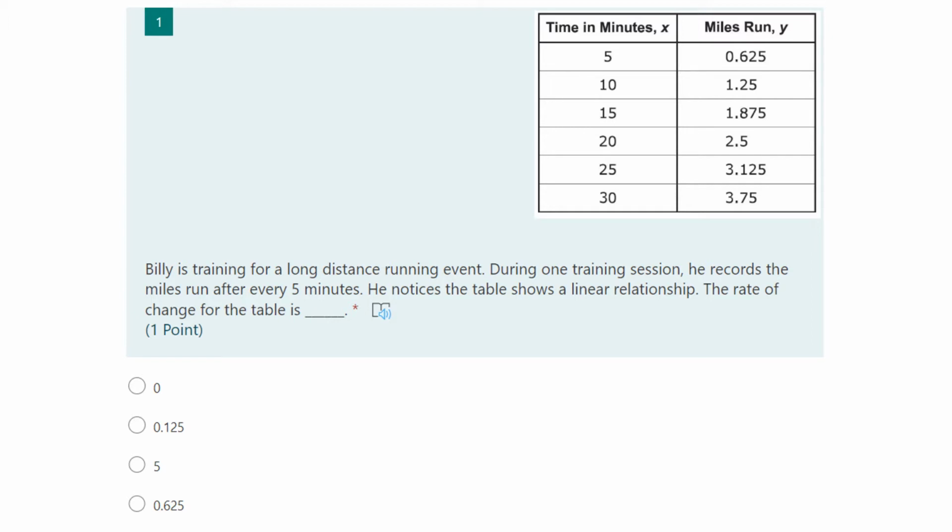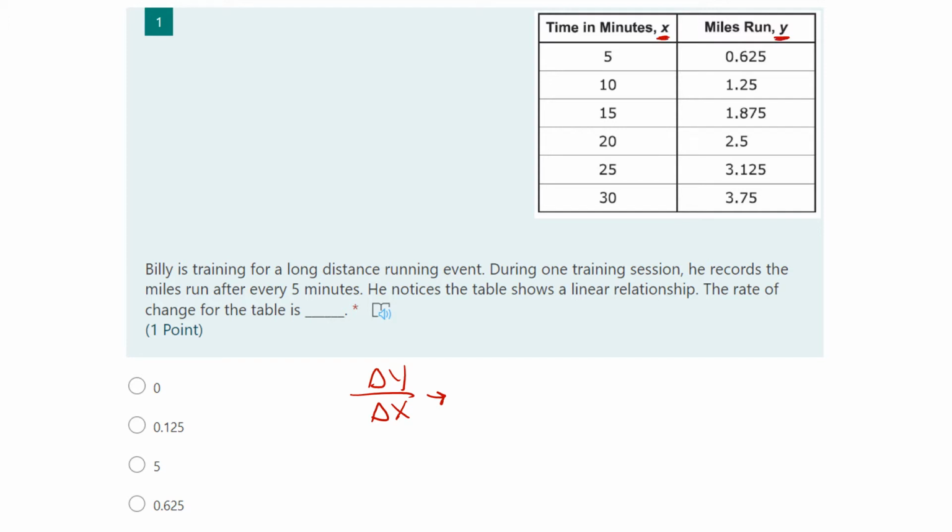For number 1, it says Billy is training for a long-distance running event. During one training session, he records the miles run after every 5 minutes. He notices the table shows a linear relationship. The rate of change for the table is blank. We want to set up a fraction as the change in y over the change in x. Remember, x is always the first column, y is always the second column.